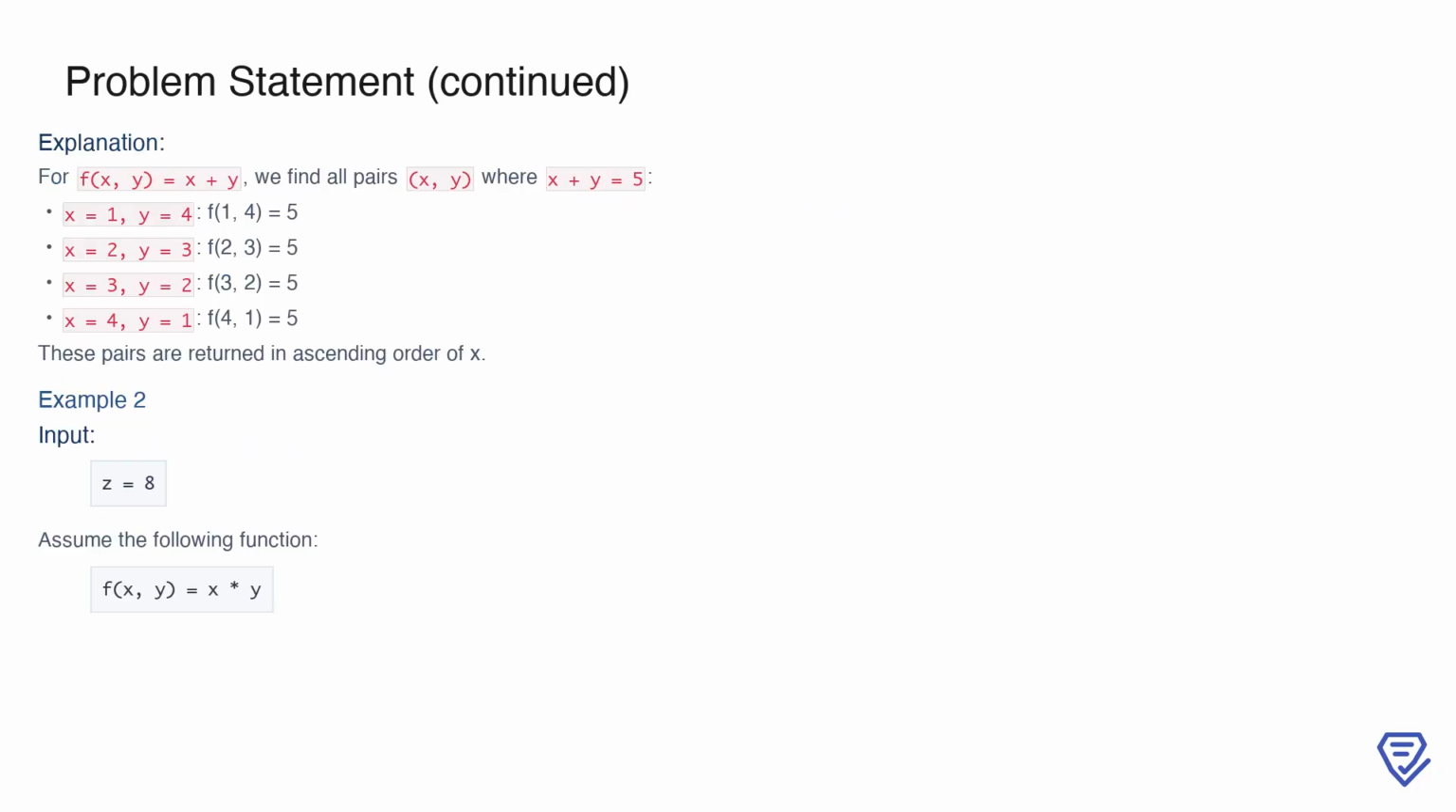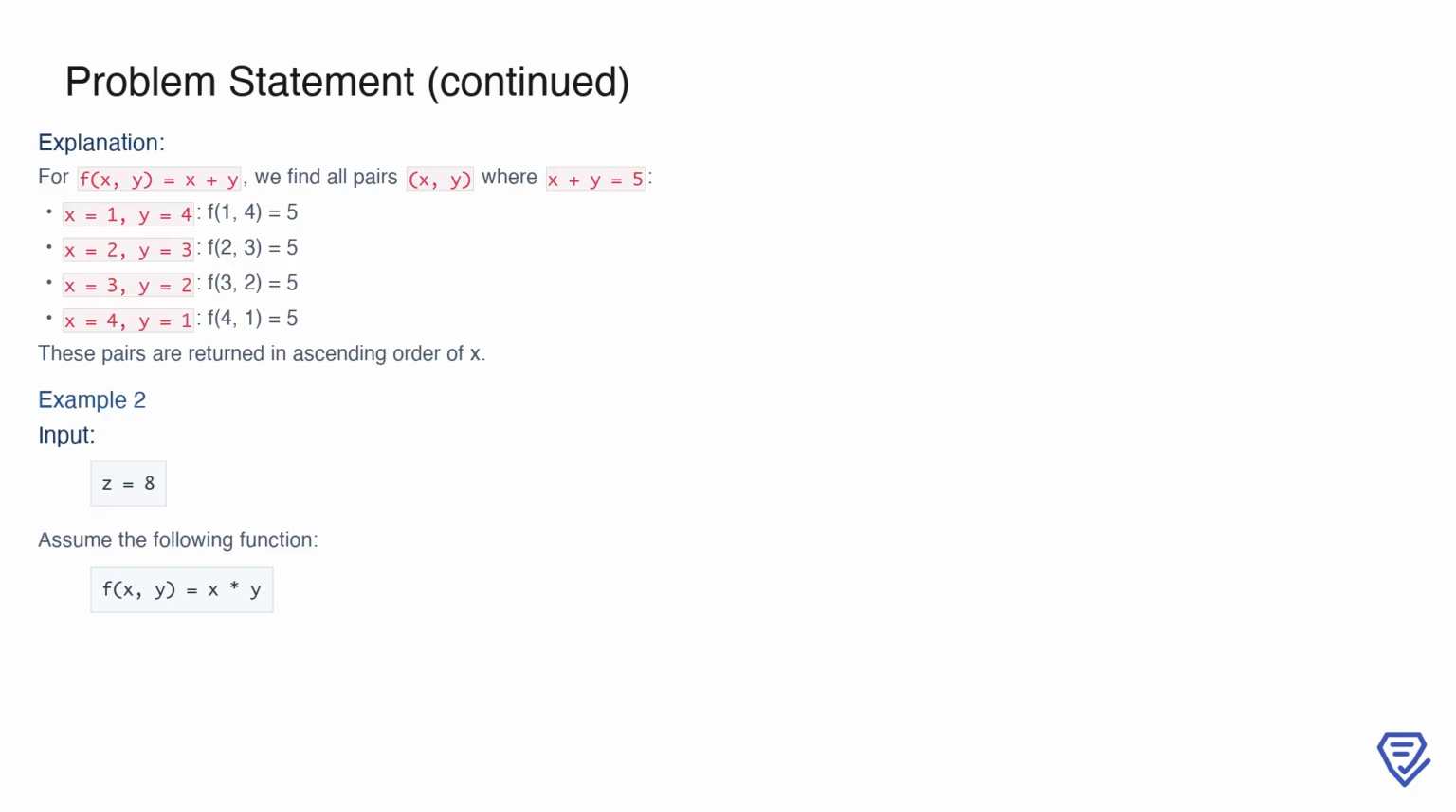Consider the first example where z equals 5 and the function is defined as f(x, y) equals x plus y. Here, we need to find all pairs (x, y) such that their sum equals 5. These pairs are (1, 4), (2, 3), (3, 2), and (4, 1). For instance, when x equals 1 and y equals 4, f(1, 4) equals 5, which matches the target value. Similarly, the other pairs also satisfy the condition. Notice that the pairs are listed in ascending order of x. If there were multiple pairs with the same x, they would further be sorted by y, although that isn't necessary in this case.